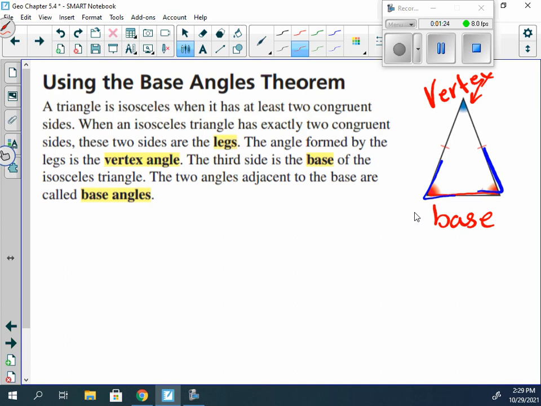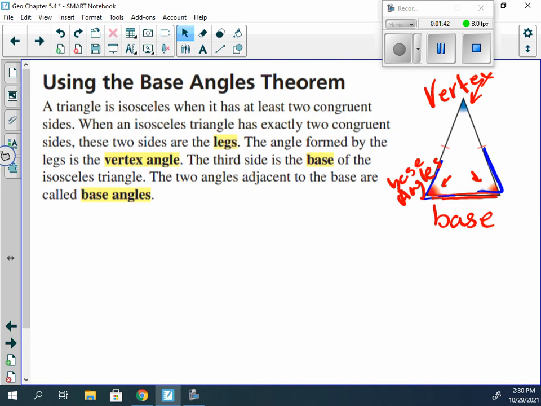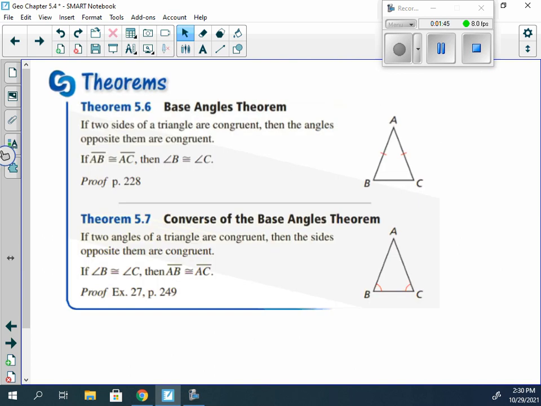Any questions on this so far? So this is the base, and these here are the base angles. Now, our base angle theorem states if two sides of a triangle are congruent, then the angles opposite those sides are congruent as well. So in an isosceles triangle, the base angles are congruent. They're going to be the same.